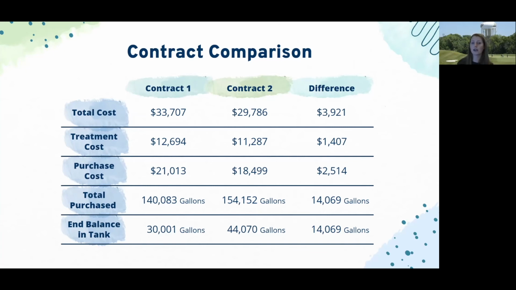Interestingly enough, when you're looking at the total amount of purchased gallons, you see that under contract 2, you are actually going to be purchasing more gallons at 154,152 as opposed to 140,083 gallons. And lastly, when you're looking at the total amount of gallons that will be left in the tank at the end of the 4 weeks, you see that under contract 1, we're barely scraping by and meeting that minimum requirement with 30,001 gallons, whereas under contract 2, we have a significant amount left with 44,070 gallons.